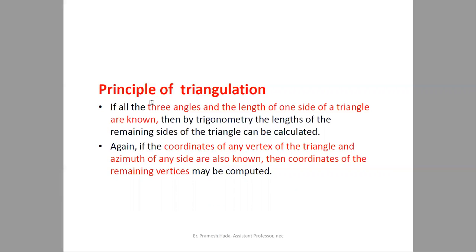Again, if the coordinates of any vertex of the triangle and the azimuth of any side are also known, then the coordinates of the remaining vertices may be computed. Yes, of course. Suppose we know all the lengths of the sides, one coordinate, all angles and all azimuths, then we are able to find the coordinates of the remaining vertices.